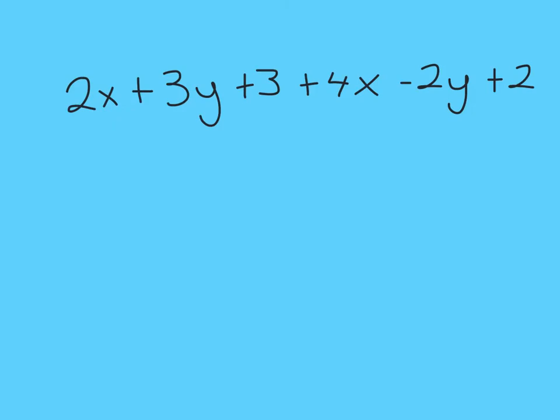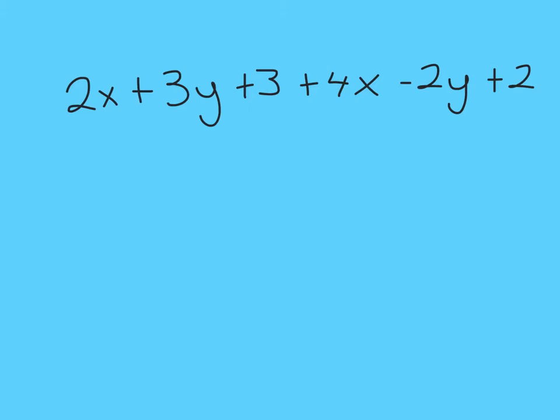Let us try a question that's a little bit harder. Remember, we can only add and subtract like terms. So we can see here that we have x, y, and then just a normal number. So we can only add the x's with the x's, the y's with the y's, and the normal numbers with normal numbers. Let's have a go with this.